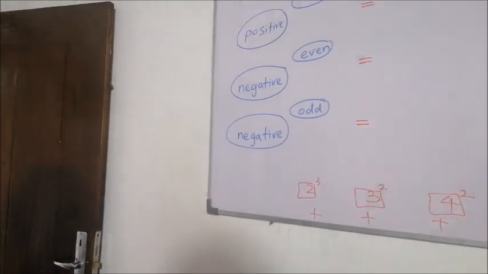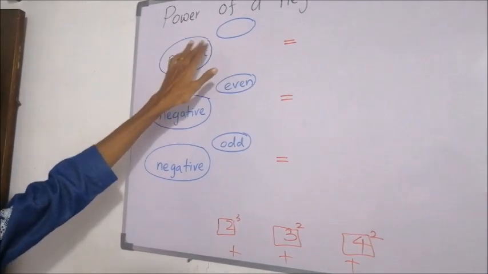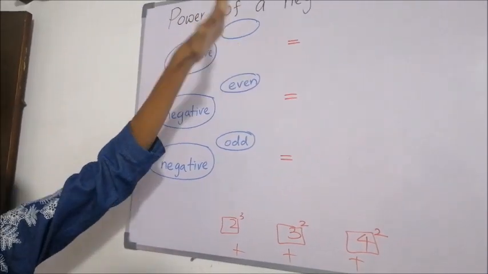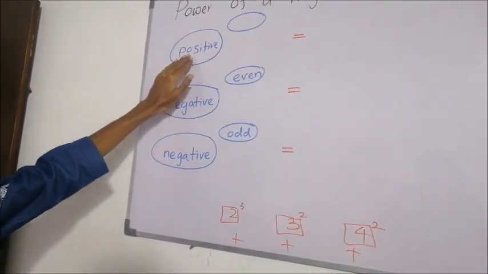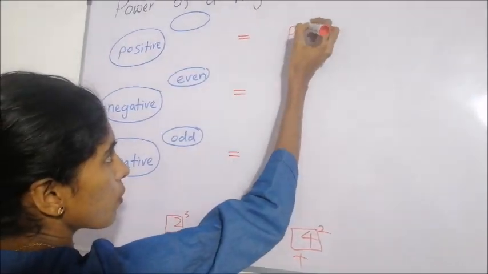So remember that any power of a positive integer, whether the power is even or odd, that means 1, 2, 3, 4, 5, 6, 7, any power of a positive integer should every time be positive.